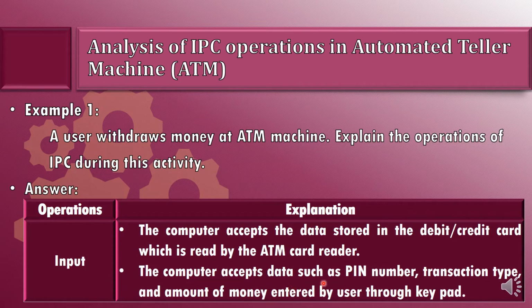You don't need to mention all these 3: PIN number, transaction type, amount of money. Even if you give only one of these, you will still get full marks. Either PIN number or transaction type or amount of money is considered correct.